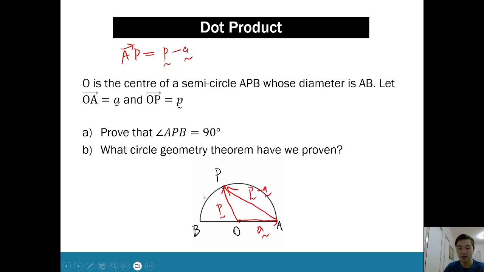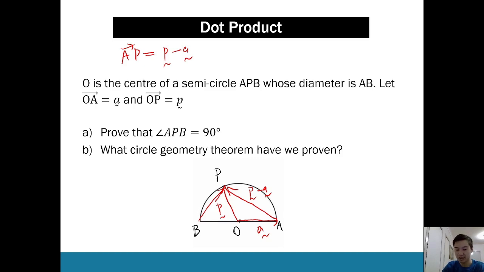That's AP. So if we can show that vector AP is perpendicular to vector BP, then we can show that this angle here will be a right angle. So we want to show that the dot product of those two vectors is equal to 0. But now we need to express BP in terms of P and A.